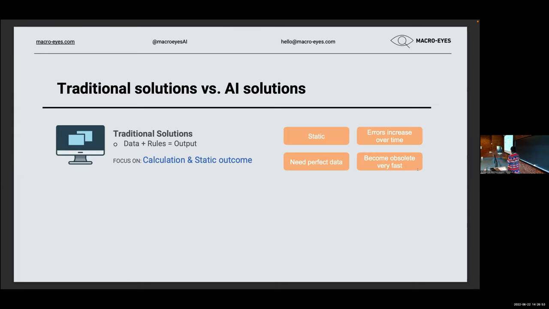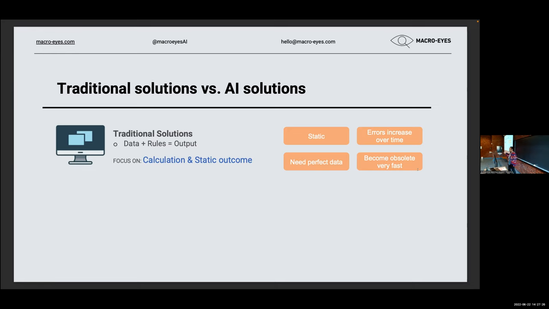So if you think of a traditional solution, usually you have a problem, so you try to find a solution for that. You define some rules, and then you can combine the data you have with those rules. Then you get some outcome, and based on that outcome, you try to make decisions. You can think of an Excel sheet you have and some operation you do between your columns and rows to get one number and then make a decision with that. The characteristic of this type of solution is that it's static. As long as the rules are fixed, the outcome is always the same.